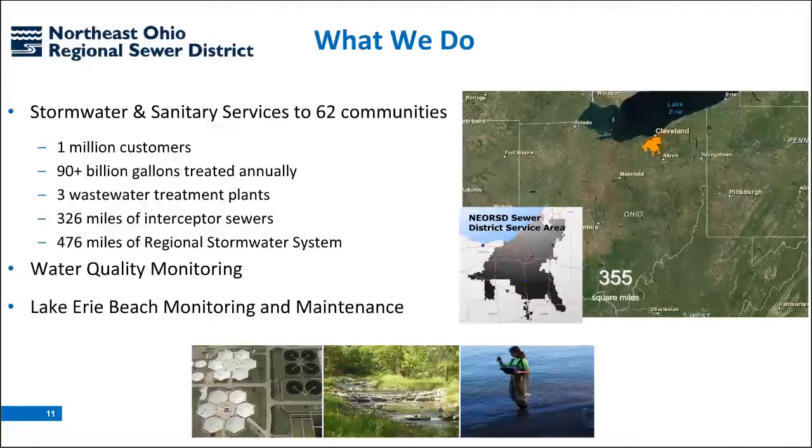We have 1 million customers. We treat a lot of gallons of stormwater and wastewater runoff through our 3 wastewater treatment plants that we operate within our service area. And we also have a regional stormwater management program of which we have nearly 500 miles of stream and culverted channels that we oversee maintenance of to ensure proper conveyance of flow. In addition to that, we perform water quality monitoring throughout the service area, and we also are highly involved with Lake Erie beach monitoring and maintenance along the shoreline.